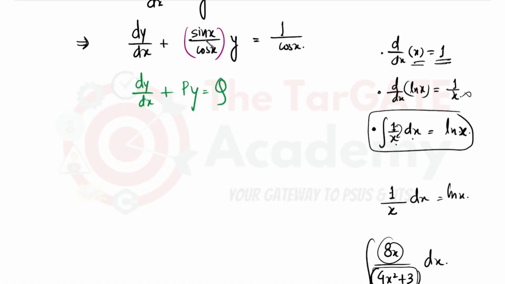Here the value of p is sin x by cos x and the value of q is 1 by cos x. Very nice. So let us find the integrating factor, which will be equal to e to the power integral of p dx. It will be in terms of dx because p is a function of x and the order of the differential equation is dy by dx. So here we will have e to the power integral of p dx, and in place of p we will write sin x by cos x.